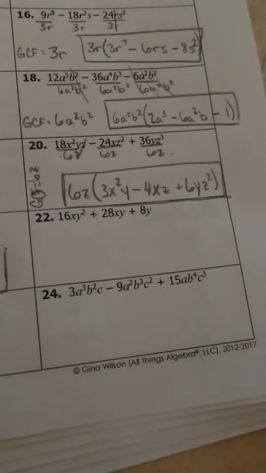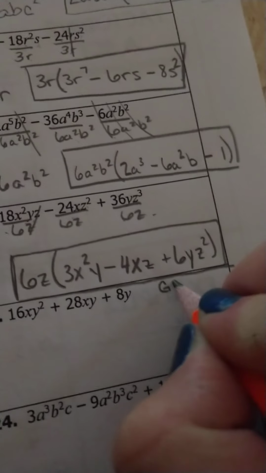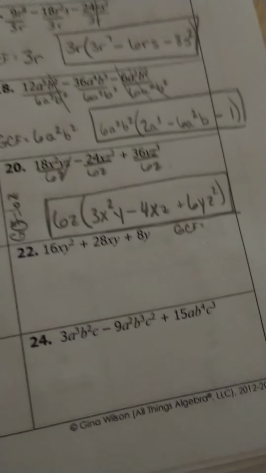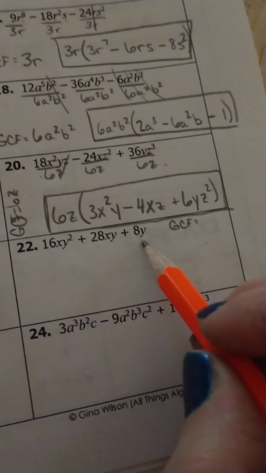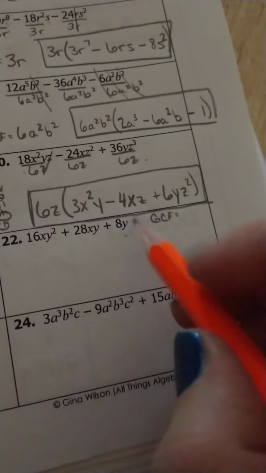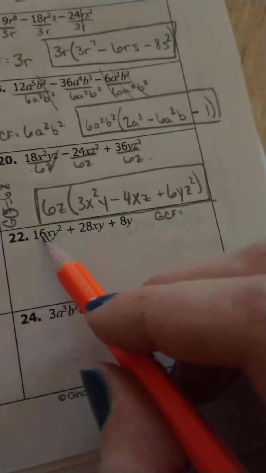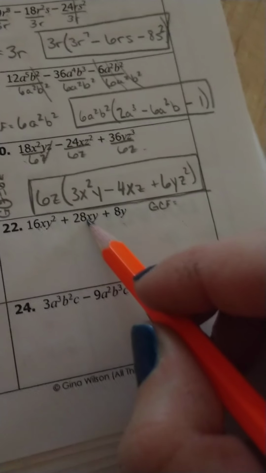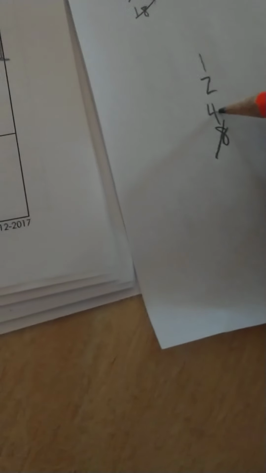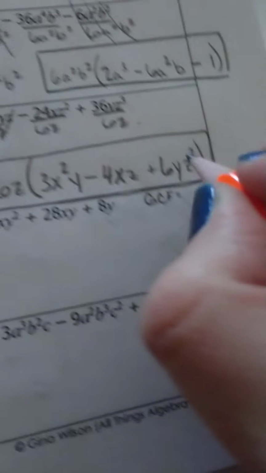There we go. All right, 22. Maybe I can squeeze GCF up here. Our GCF, you've got 16, 28, and 8. Well, our smallest is 8. 8 goes into 16 nicely. Does 8 go into 28? No. So our factors of 8 are 1, 2, 4, and 8. We already know 8's not it. So start with 4. Does 4 go into 16? Yes. Does 4 go into 28? Yes. So 4 is part of my GCF.